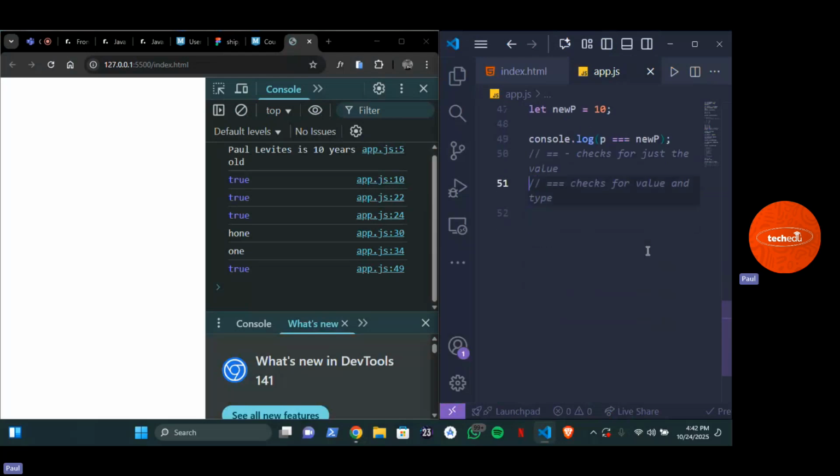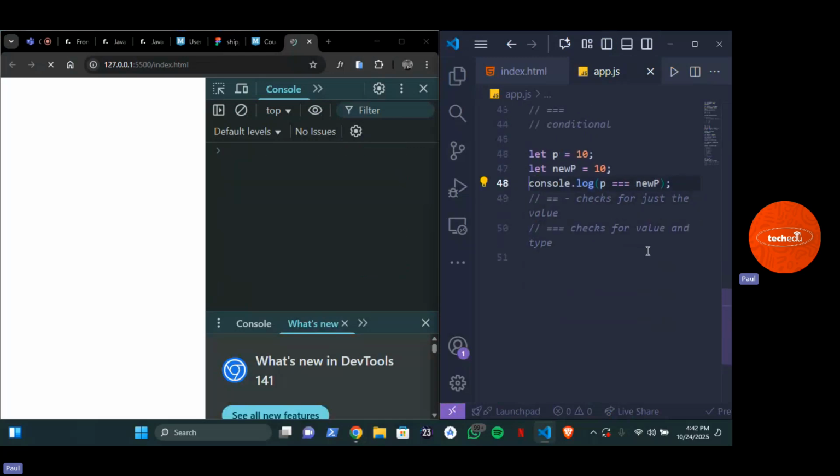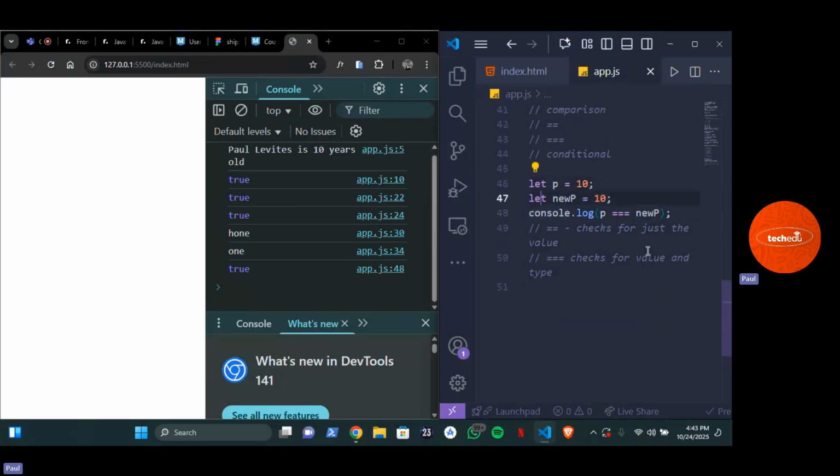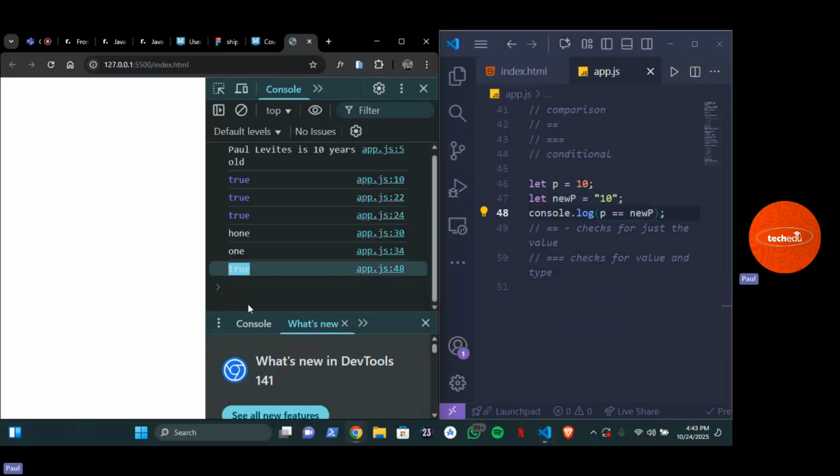We'll get there. Wait, I've said it. Don't come back and say you want to say it now. I'll explain it. So now let me give another example. If I change this newP right now, let me remove this and put this at 10. And this is ==, right? What's it giving you? True. Why? 10 and 10 are equal to what?